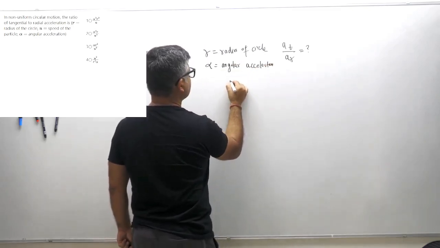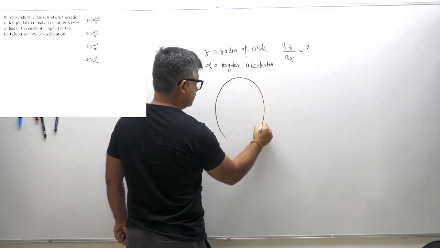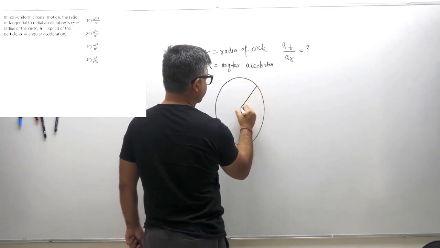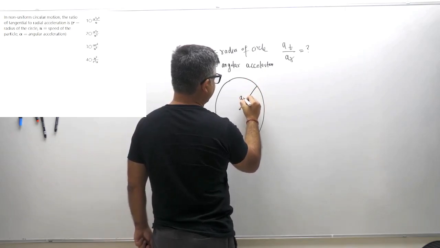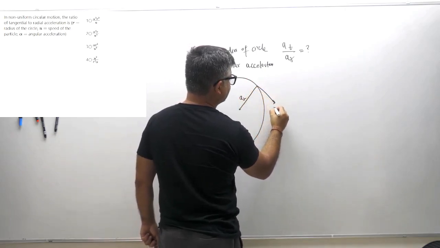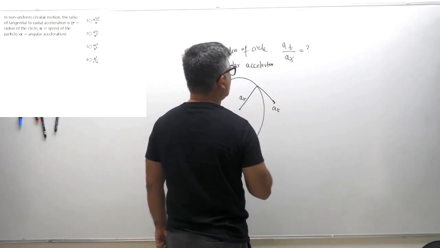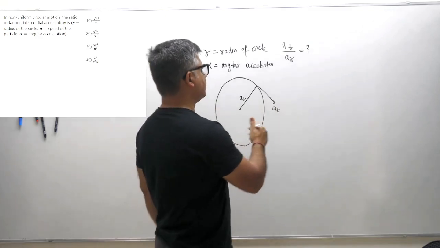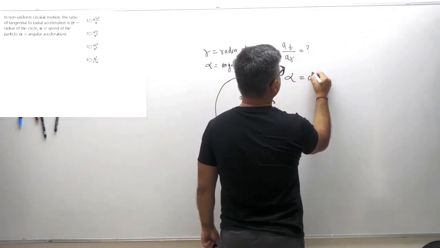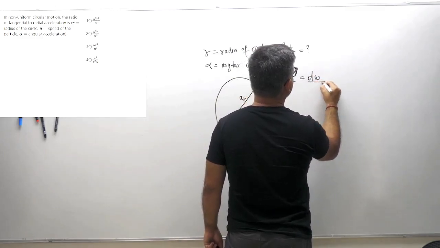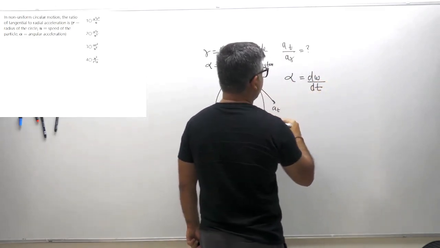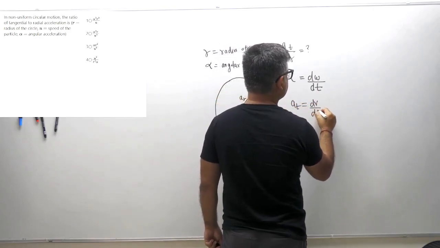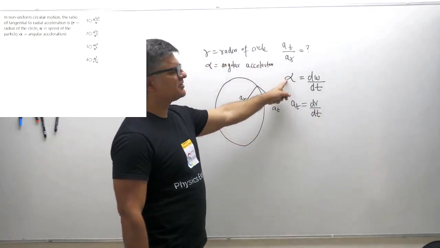It's a non-uniform circle. I will just draw a vertical circle. This is my radial acceleration. This is my tangential acceleration. Right? Now, when I talk about the angular acceleration, which I have still not written, alpha. What is alpha equal to? It is given by d omega by dt. Okay? And your A tangential is given by dv by dt, right? So this is your tangential, this is your angular.